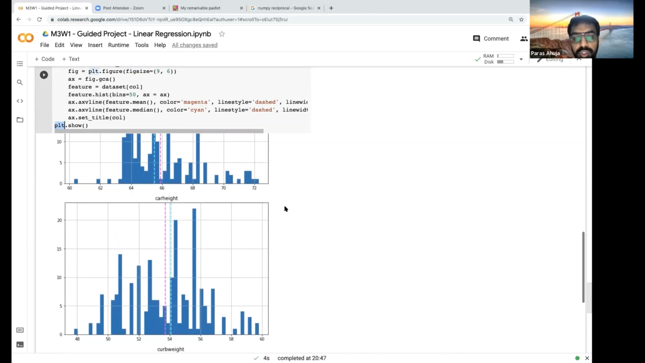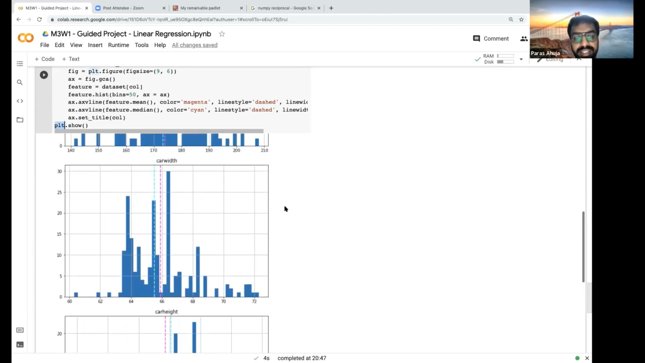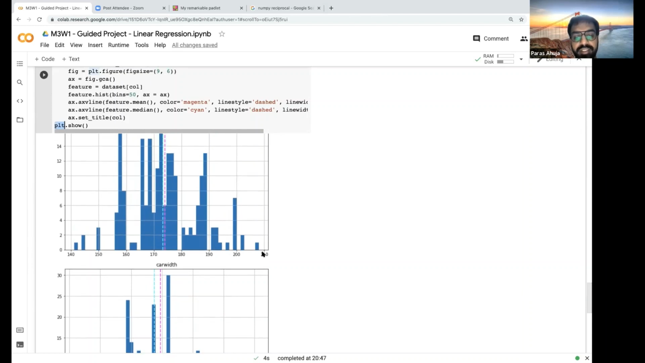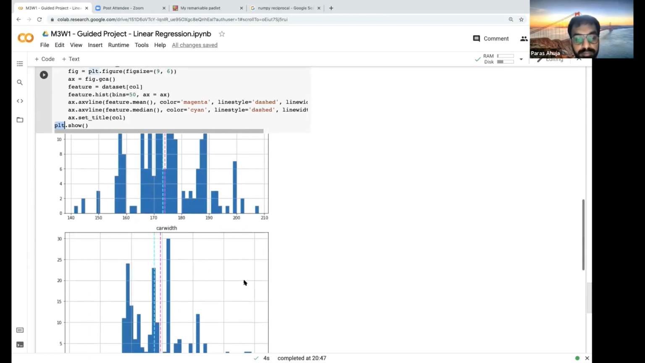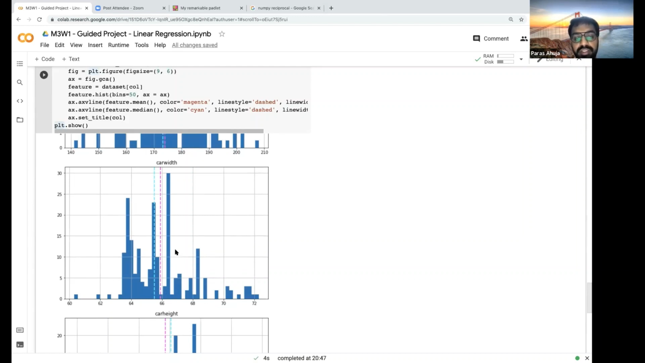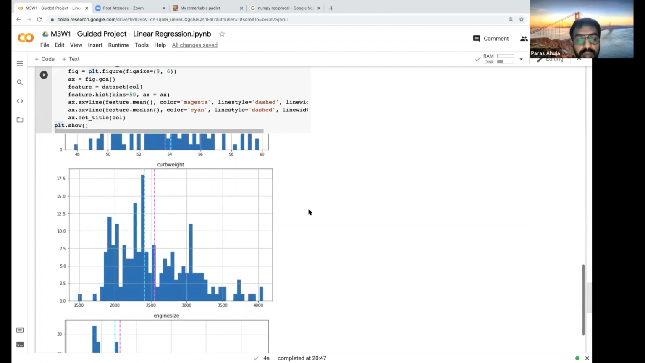And these plots, what do they tell you? This tells me what is the frequency of getting car width as 66, 67, right? Or 66 to 68, right? So we have the highest frequency of car width being around 66, right? That's what these plots tell me. Now car height and then curb weight and engine size.